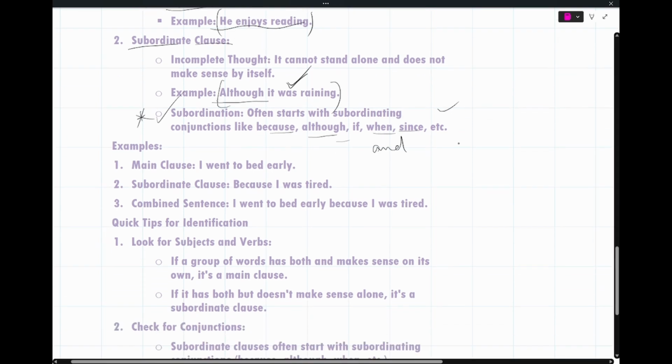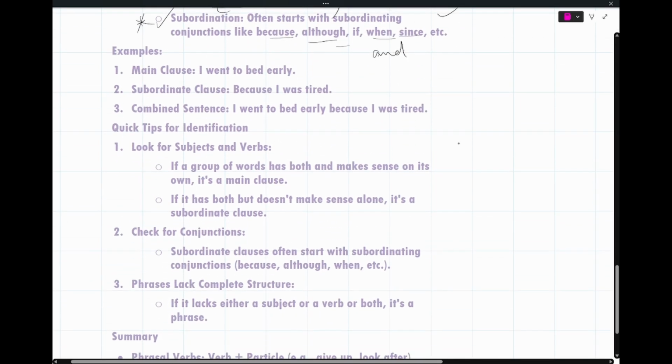Next, they've just given you a bunch of examples. So main clause: "I went to bed early because I was tired." This is a subordinate clause, and this is your combined sentence. So in the exercise, you get sentences like this and you identify "I went to bed early" as the main clause, and "because I was tired" as the subordinate clause, right? This is how you identify.